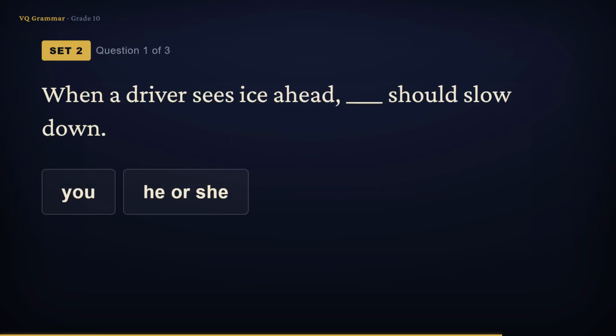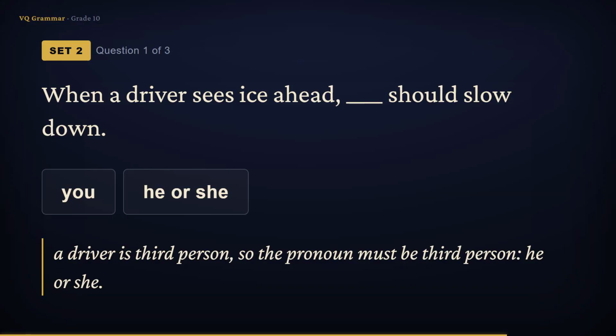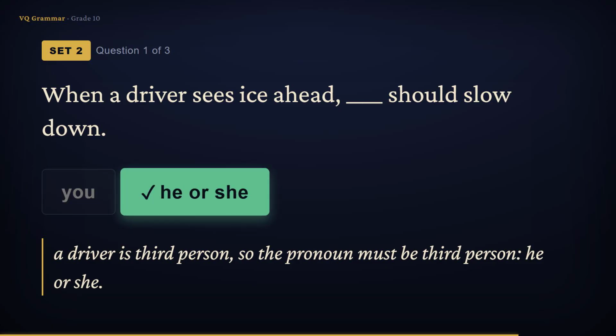When a driver sees ice ahead, blank should slow down. The antecedent is a driver, third person singular. So the pronoun has to be third person too. Not you, which would shift us into second person. The answer is he or she.